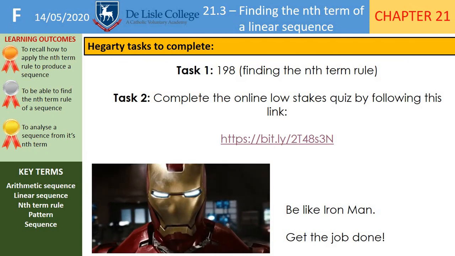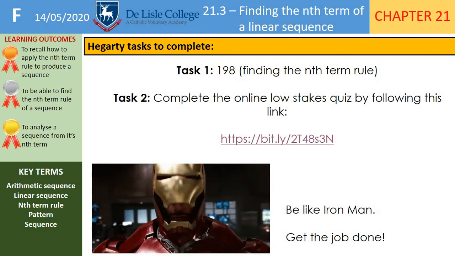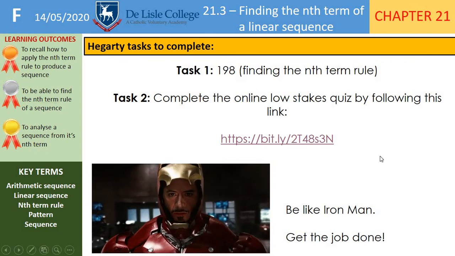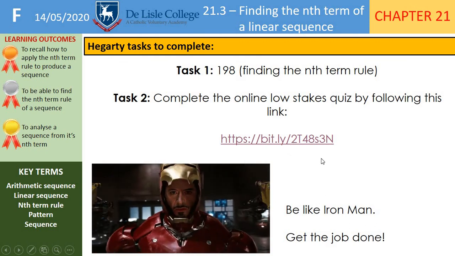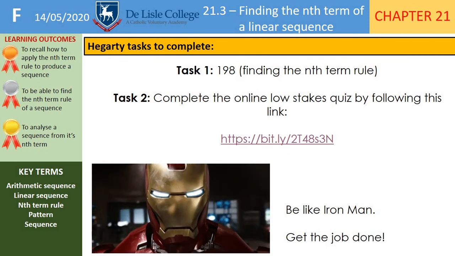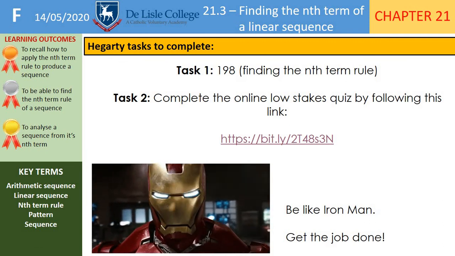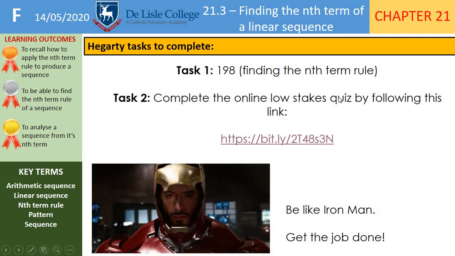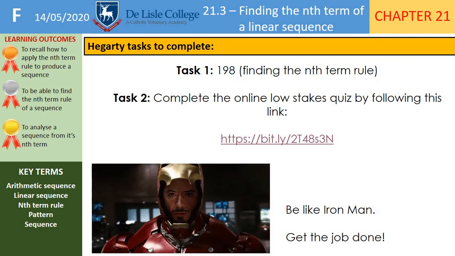Right, what I want you to do now, task 1, complete quiz and video number 198, which is more of finding the nth term rule. And then your second task is to complete the online low stakes quiz by following this link here. So you can find it on the weekly guidance sheet or on the non-video version of this PowerPoint, or you can just type it in. But it's really important that you've done the PowerPoint before you do it.